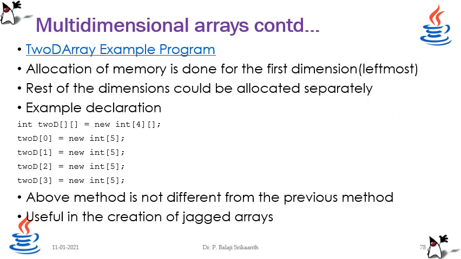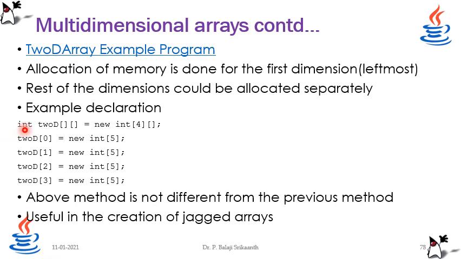As far as the memory allocation regarding multidimensional arrays is concerned, we can first allocate the memory location for the rows alone. Subsequently, we can allocate for the columns differently. The following example shows how it is done.